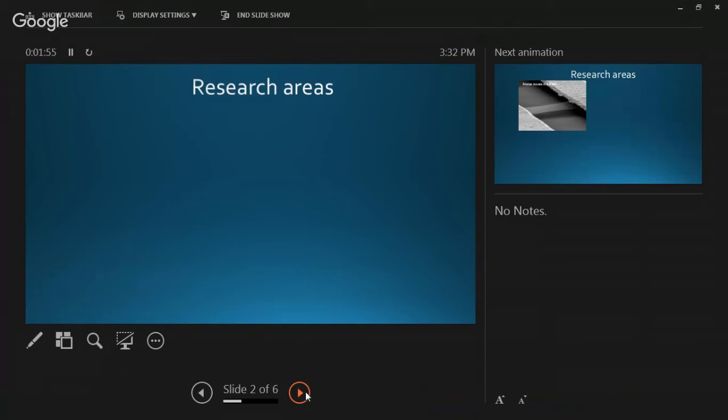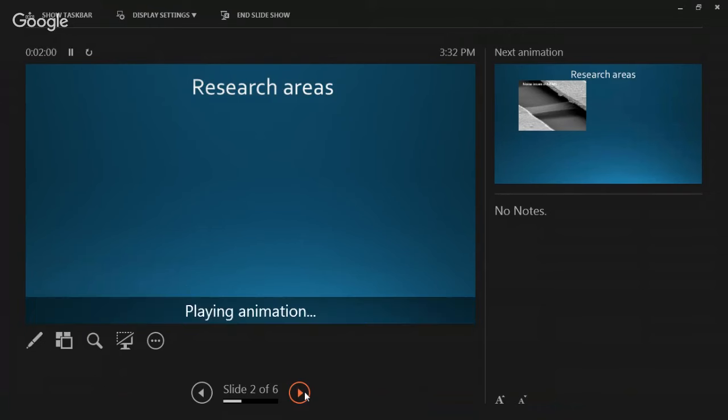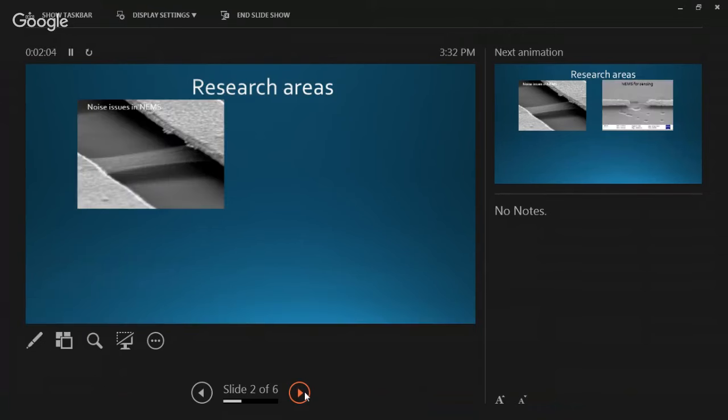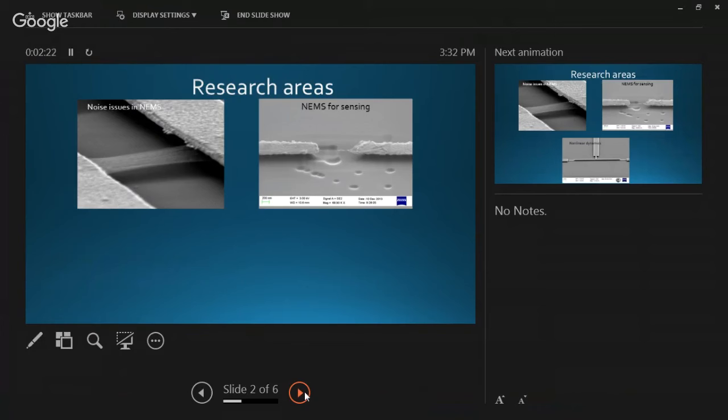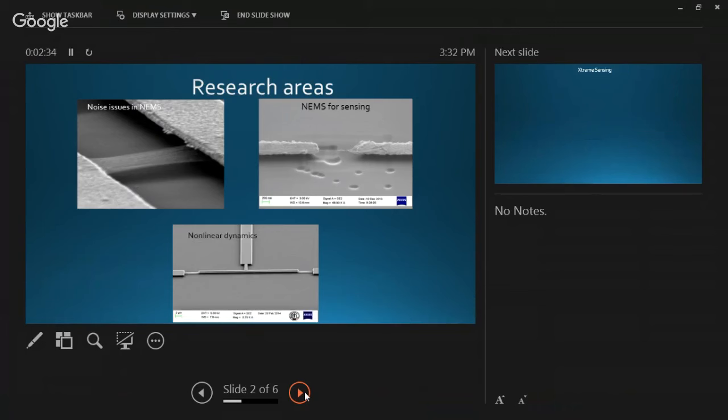Okay, so some of the research areas that my group is working on. What we look for is in these nanoelectromechanical systems, which we call NEMS, we try to see what the noise sources are and where they are coming from, because they are going to affect the mechanism that we use these devices for. So we use these devices for sensing. For instance, we use these devices for mass spectrometry. That's what we want to do. I'll talk about that in a bit. And we use these devices to study nonlinear dynamics.